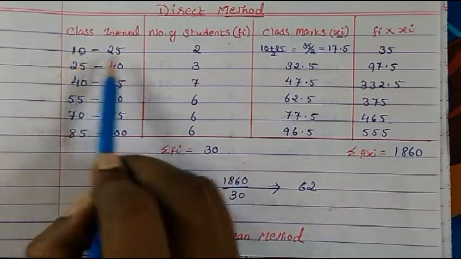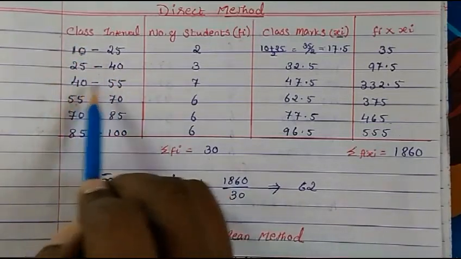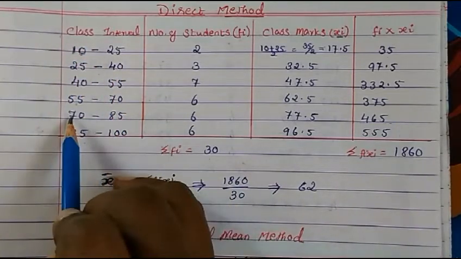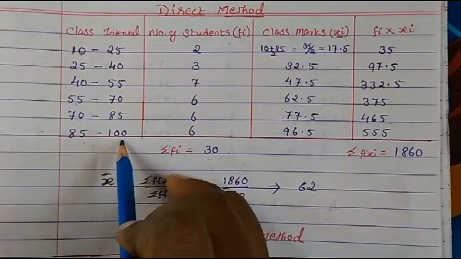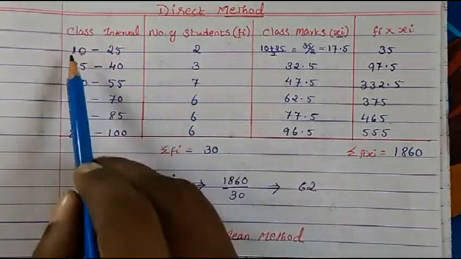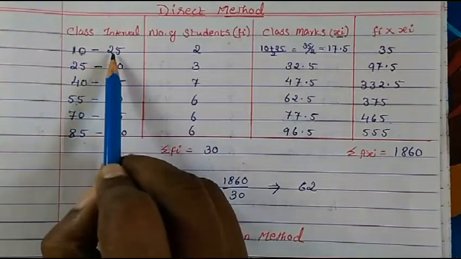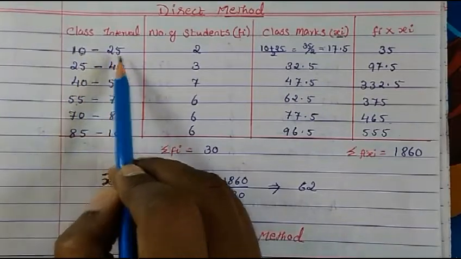So it becomes 10 to 25, 25 to 40, 40 to 55, 55 to 70, 70 to 85, 85 to 100. Then number of students. So between 10 to 25, how many students have got?